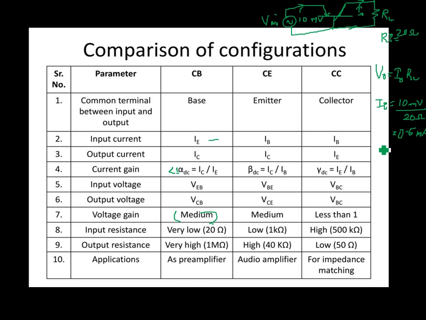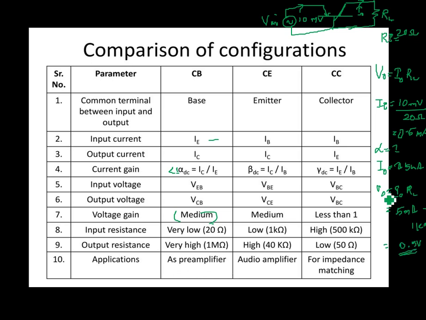So alpha is less than 1 or close to 1. I am taking alpha value equal to 1. Then what about the output current? The current gain is 1 I have taken. So output current will be same as this, and it will be 0.5 milliampere for common base. What about the voltage drop across RL? V naught will be I naught into RL. What is I naught? 0.5 milliampere, and that into RL, suppose it is 1 kilo ohm, you get it as 0.5 volt. So from 10 millivolt, what has happened here?